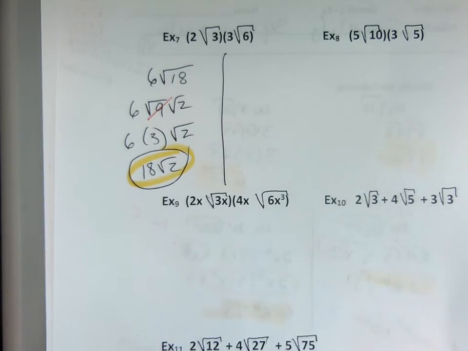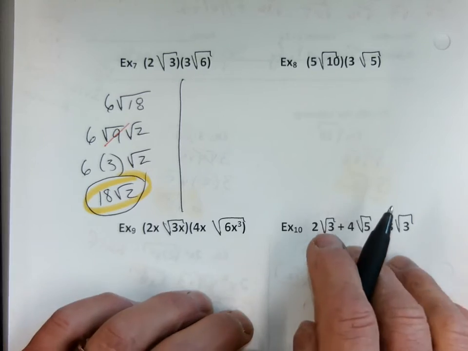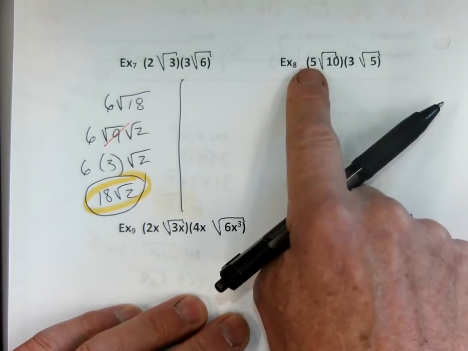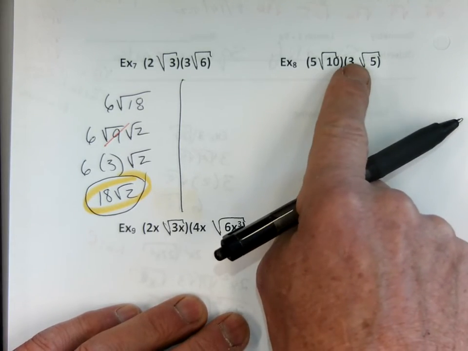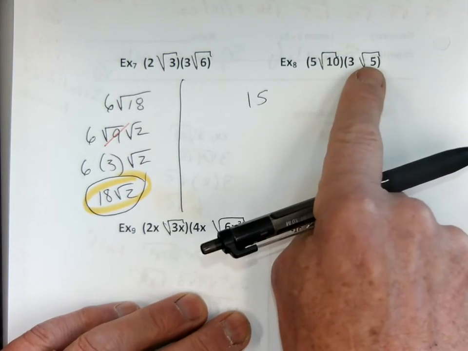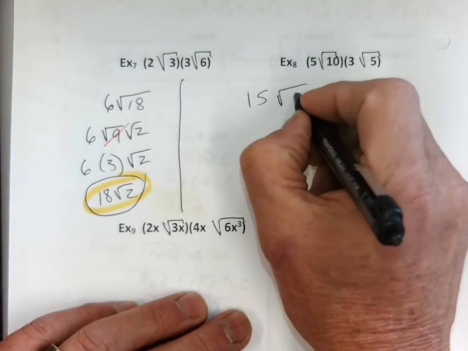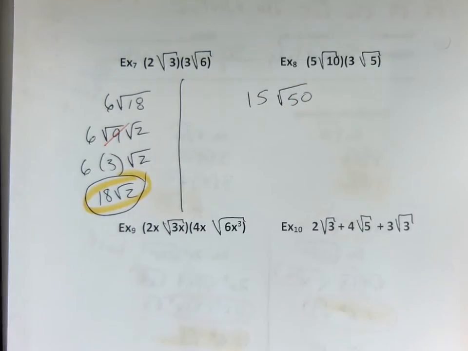All right, example 8. Same thing, right? Whole number to whole number. Let's multiply, and I get a 15. 10 times 5, square root of 10, square root of 5 makes the square root of 50, okay? Is there a beautiful number hiding in 50? Yeah. What is it? 25, right?